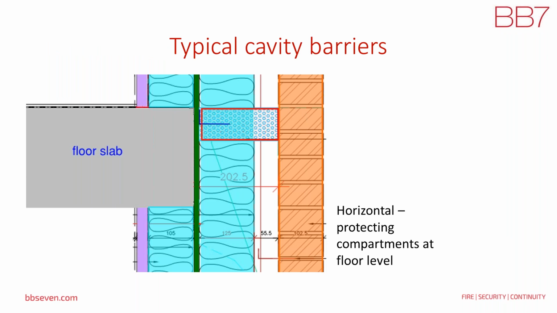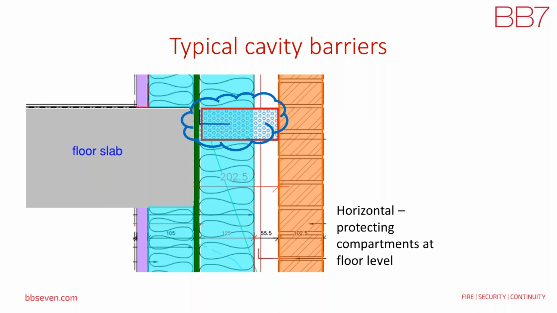So we look at some typical cavity barriers here. If you can see my mouse, I've tried to illustrate where you've got the light blue, that's the insulation, and here the orange part is a brick outer leaf, and you've got the floor slab labelled. This is a section through a wall, and the cloud represents a fire barrier. So, using BR 135 terminology, the fire barrier.